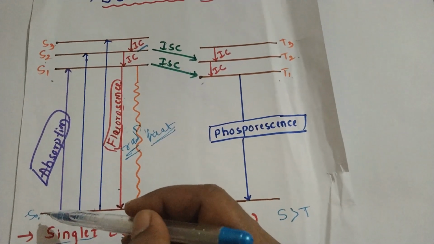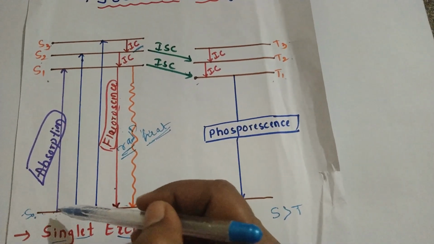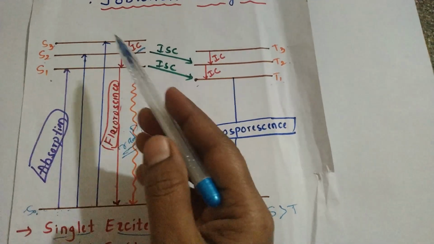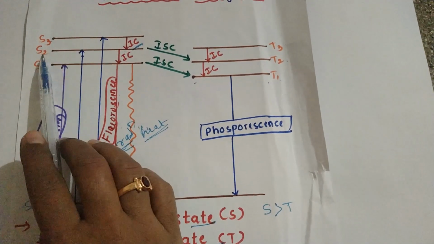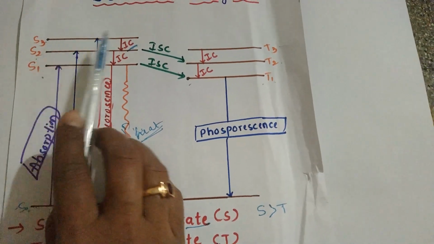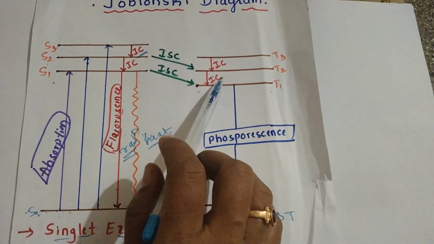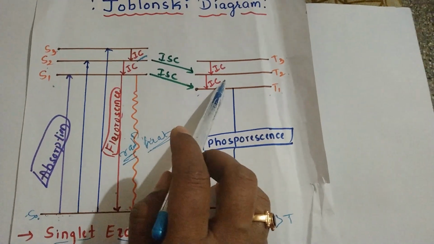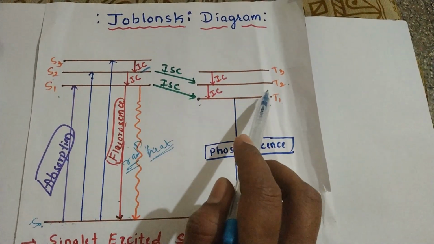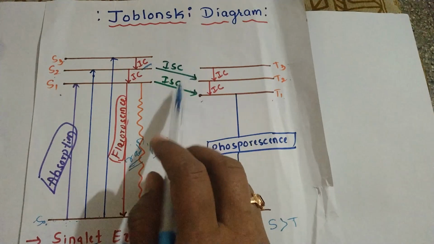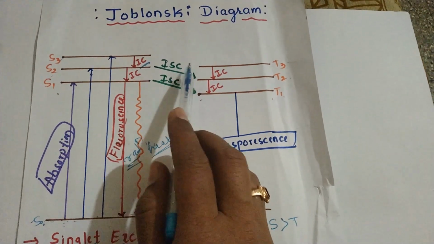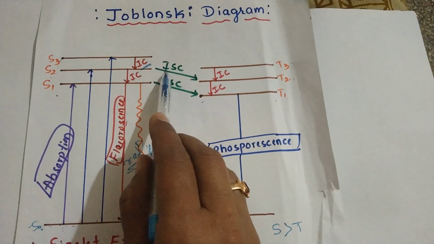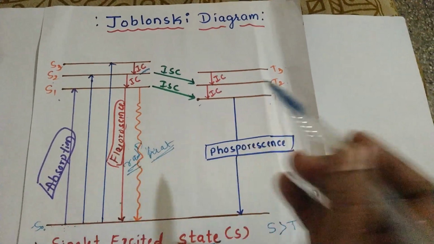Again, when the molecule absorbs radiation, some electrons absorb the energy and get excited to a higher energy level. Now from a higher singlet excited state to a triplet excited state, the transition occurs from S2 to T2, that is singlet excited state to triplet excited state, with loss of energy in the form of heat. This is called inter-system crossing.